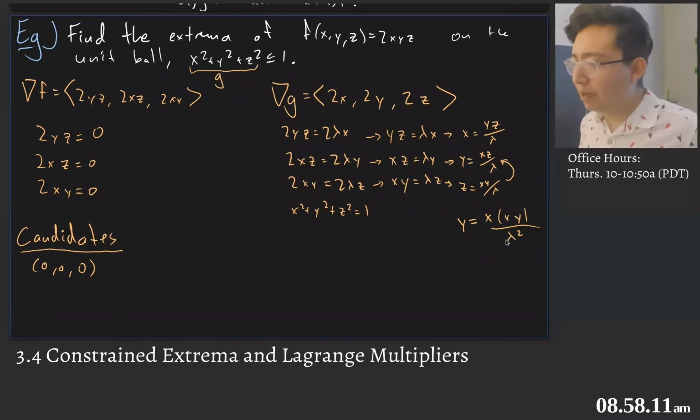So now I'm going to move this lambda over, so I get lambda squared. Then I can divide by y on both sides, and I just get x squared equals lambda squared.